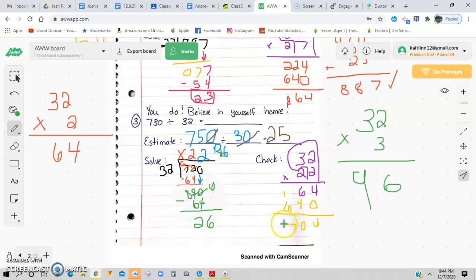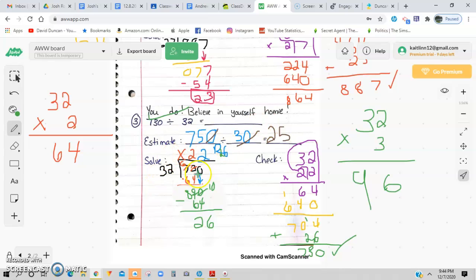Which then, if I come over here and check my work, I now need to add my remainder. Since my quotient didn't change, I need to add 26 to 704. 4 plus 6 is 10. 0, carry the 1. 1 plus 0 plus 2 is 3. Bring down my 7. There's my 730. That is exactly why we check our work.